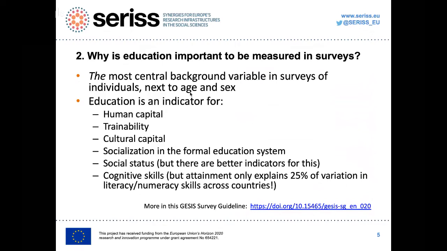But for social status, there's actually better indicators, which we sometimes, however, may not have. Education is also an indicator for cognitive skills and abilities, but also research shows that attainment across countries only explains about 25% of the variation in literacy or numeracy skills. So it is, again, not the greatest proxy measure for cognitive skills, but often everything that we have.